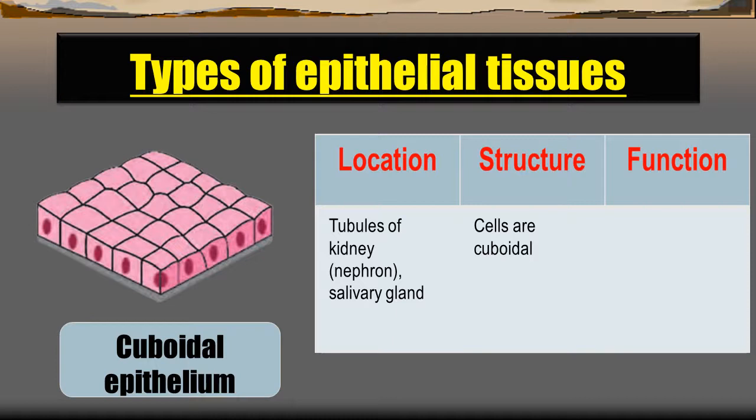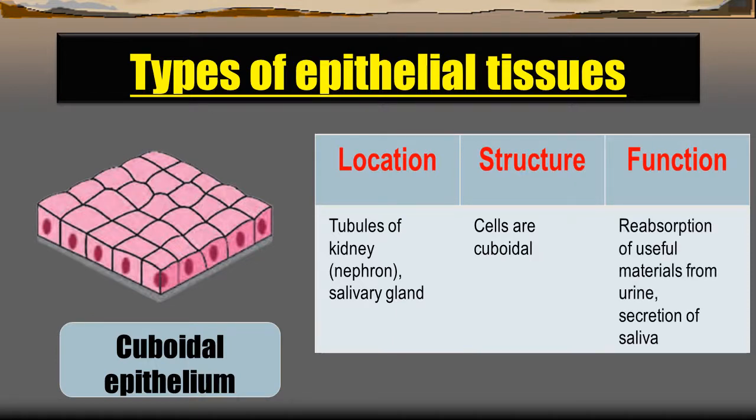Structure: these are the cuboidal cells. And function: cuboidal means rectangular. Okay, and it helps in reabsorption of useful materials from urine. That means the materials which are useful for the body, these cuboidal epithelium will reabsorb this useful material from the urine, and secretion of saliva.